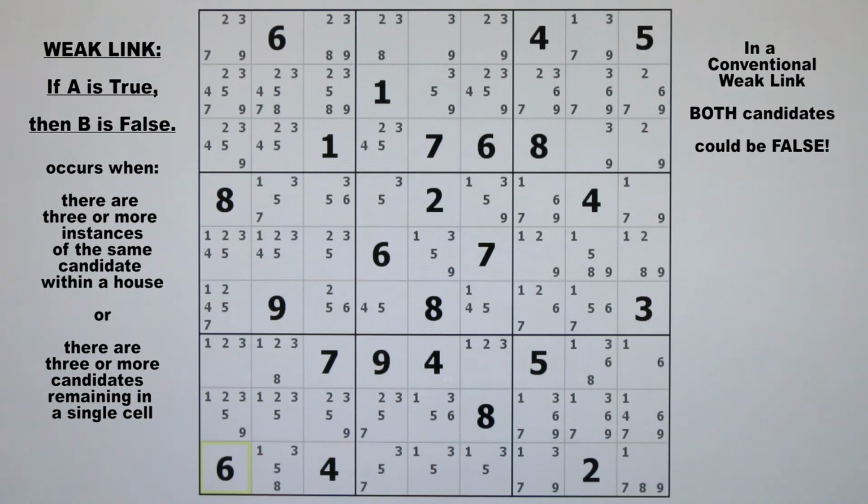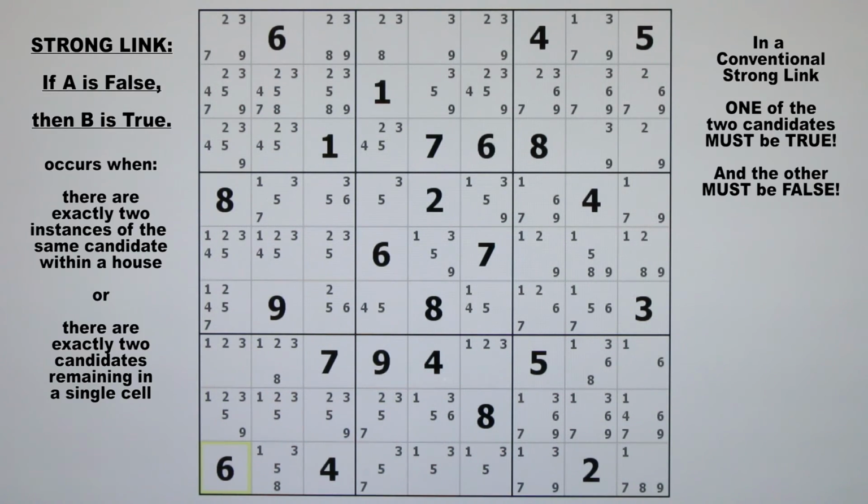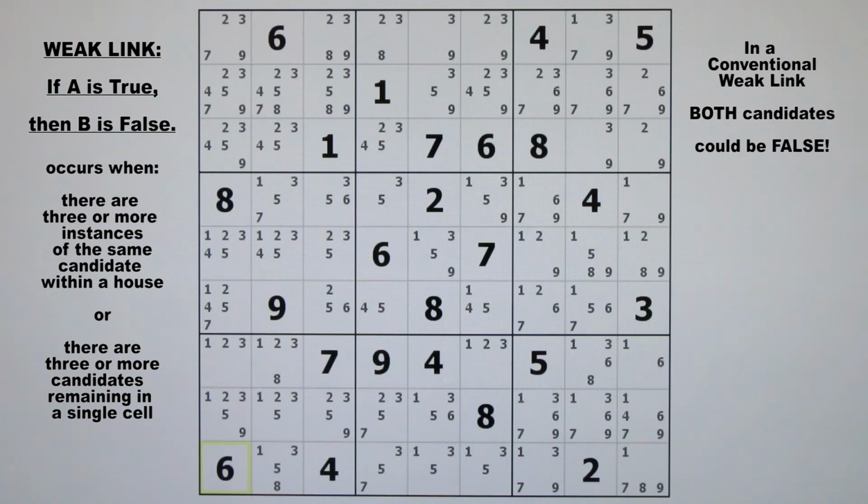In a weak link, if A is false, then no conclusion can be drawn about any of the other candidates. Another way to look at a weak link is that the 2 candidates cannot both be true, but they can both be false, okay? So let's review. For a strong link, if A is false, then B is true. And for a weak link, if A is true, then B is false.